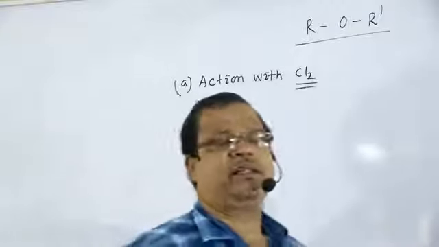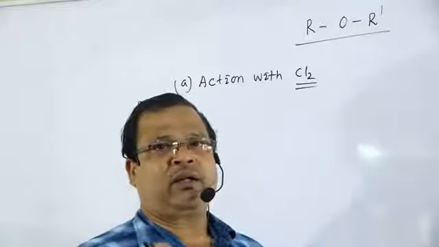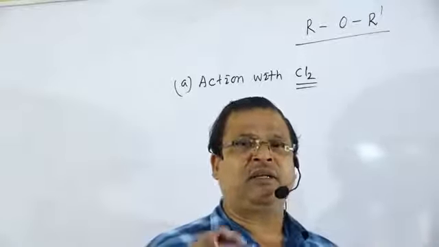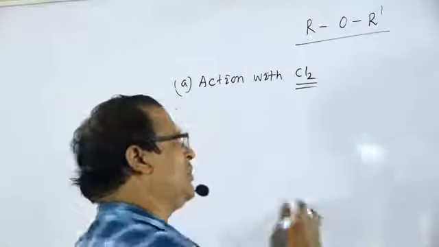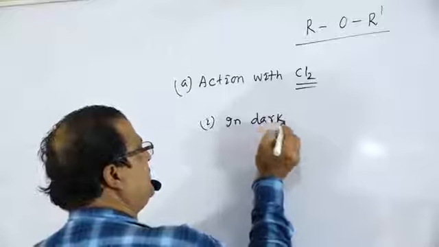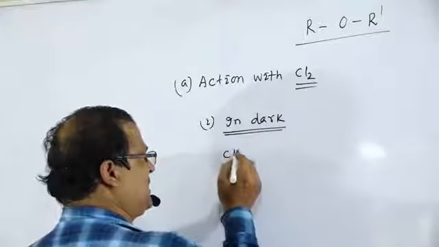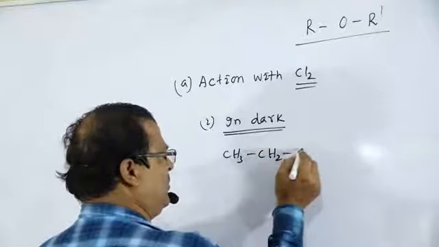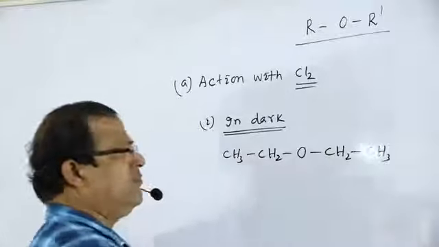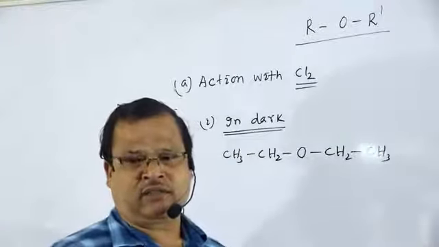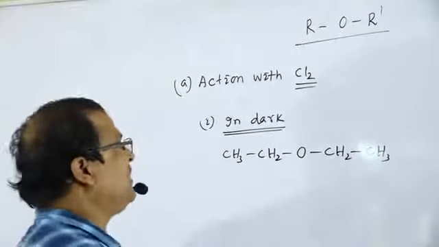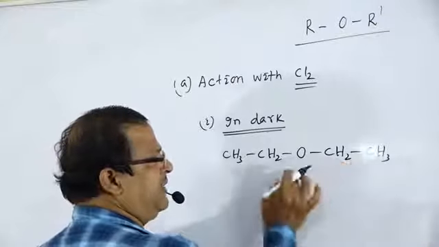We have to explain the action of the halogens with ether on the basis of two conditions, either in dark medium or in light medium. First, in dark. For example, CH3CH2OCH2CH3, that is diethyl ether.